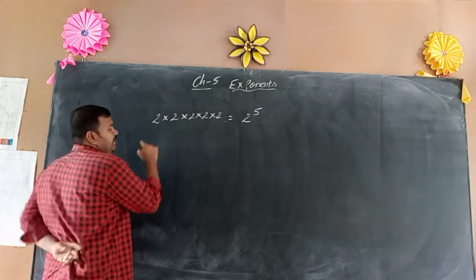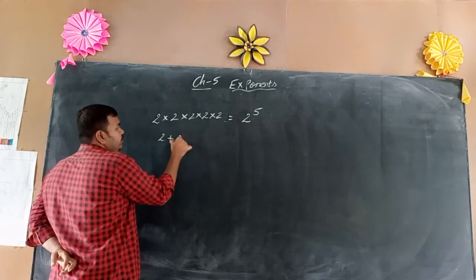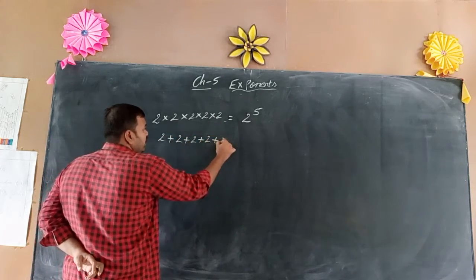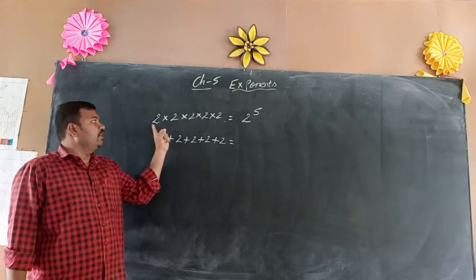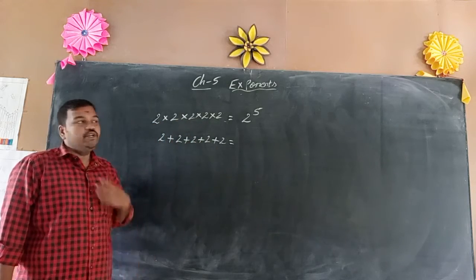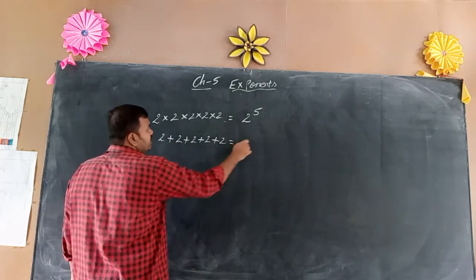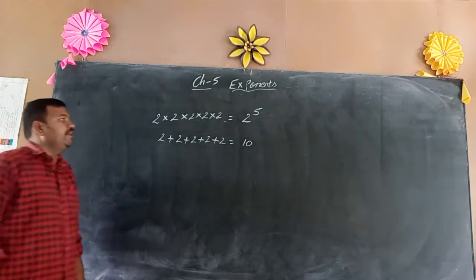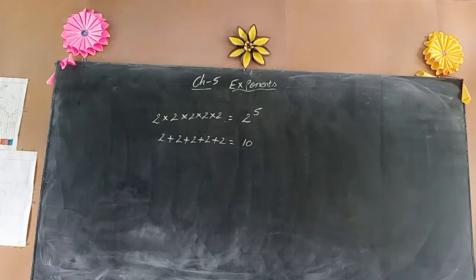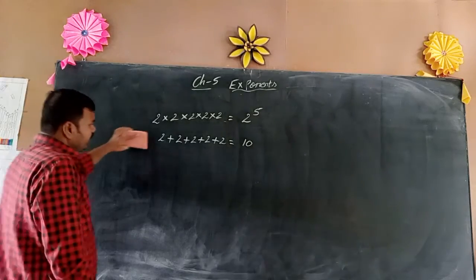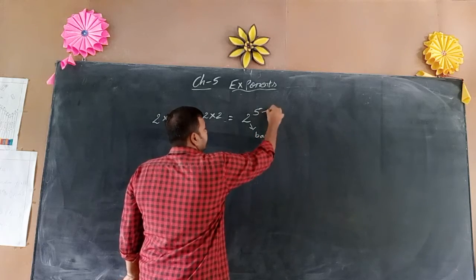Yes, sir. That means in the previous class, 6th class, we did that one. 2 into 2 into 2 into 2 into 2 is 2 to the power of 5. 2 plus 2 plus 2 plus 2 plus 2 is equal to 10, this is the order here. When power is applicable, that is under multiplication only, we can write in the form of powers, not in addition. Only for multiplication we take the power form.